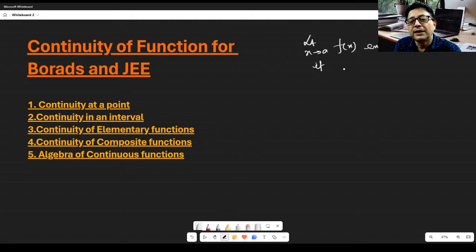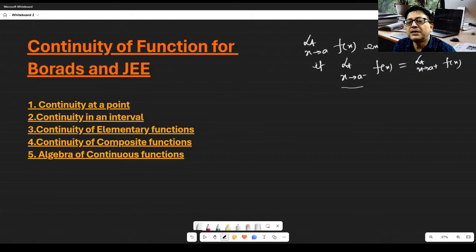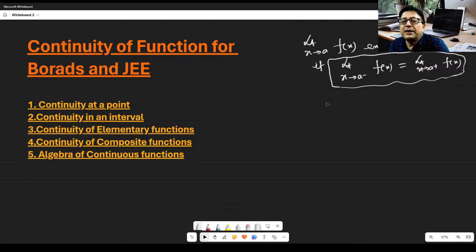if the left hand limit, that is limit x tending to a minus f(x), is equal to limit x tending to a plus f(x). This is the condition for existence of limit at a point. But limit will not ensure the continuity of a function. Everything we are discussing, say on the graph of the function.